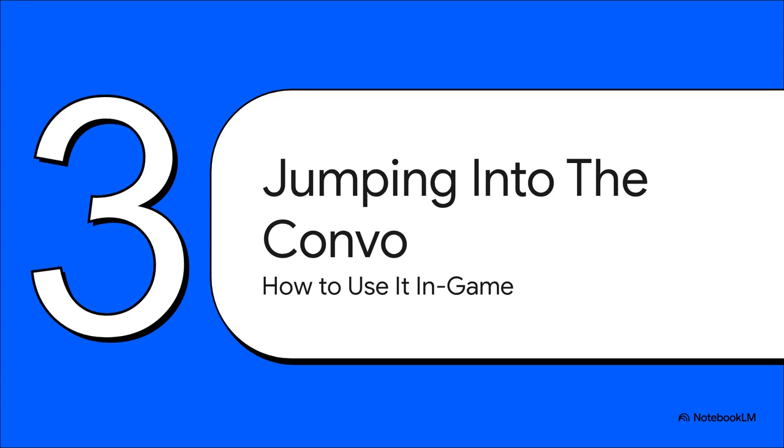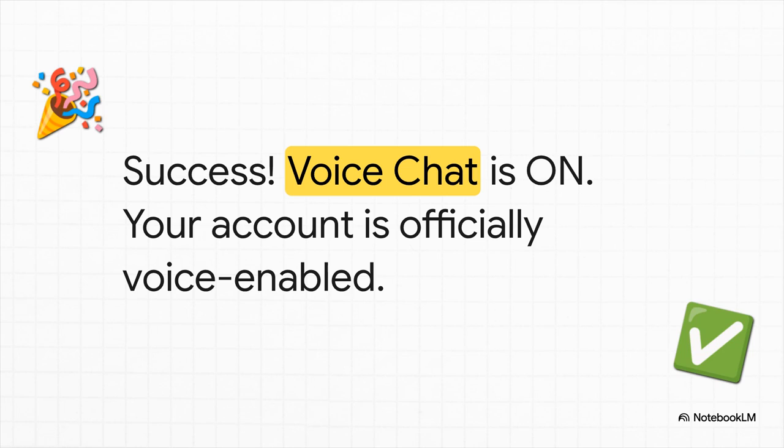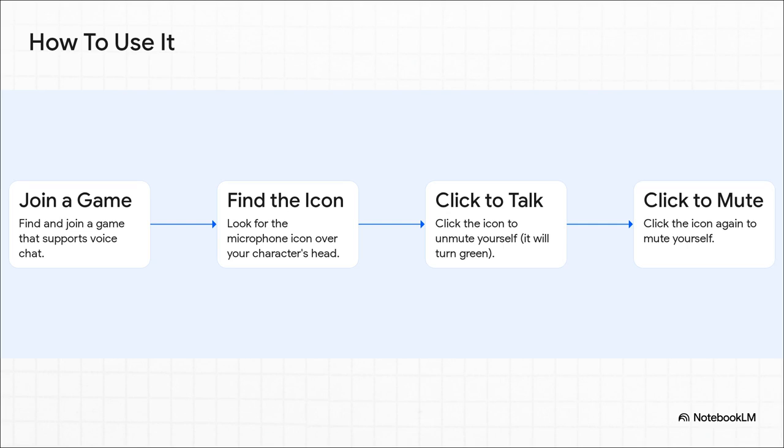Now that you're all set up, let's actually jump into a game and see how this works. Success! You did it! Voice chat is officially on. It's that simple. So how do you actually use it? It is super simple. First, join a game that actually has voice chat. You'll know because you'll see a little microphone icon right above your character's head. To talk, just click it. It'll light up, usually green, to let you know your mic is hot. When you're done talking, just click it again to mute yourself.